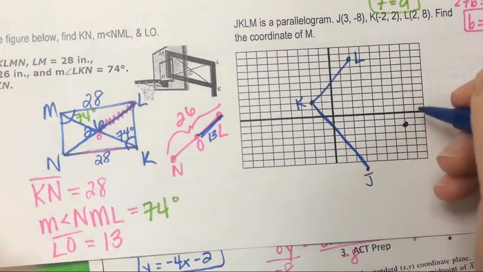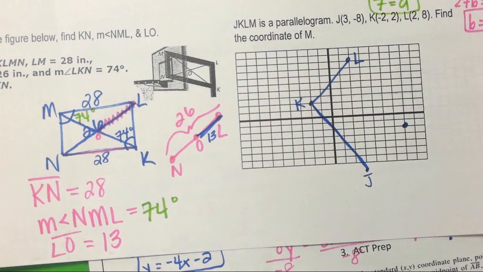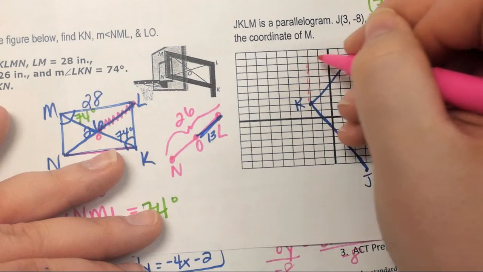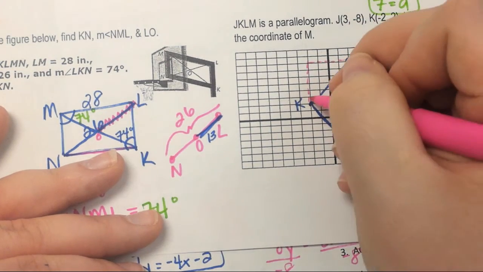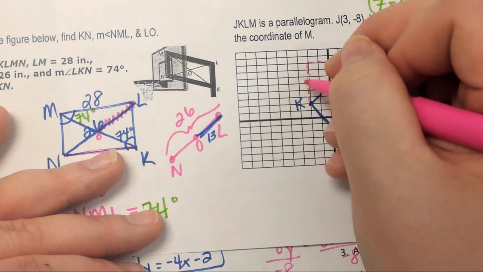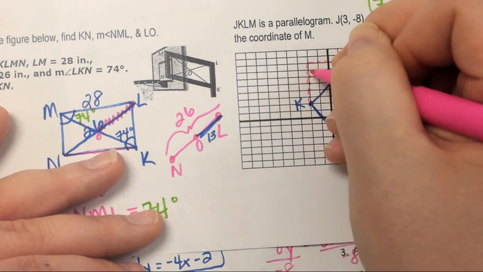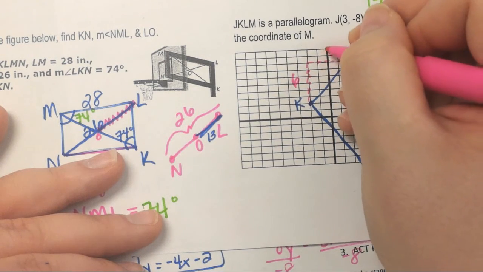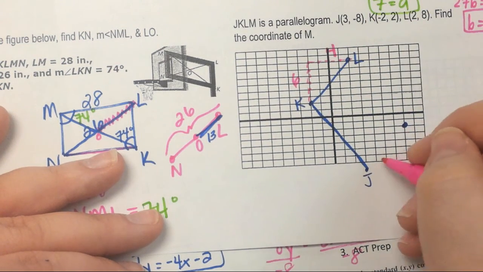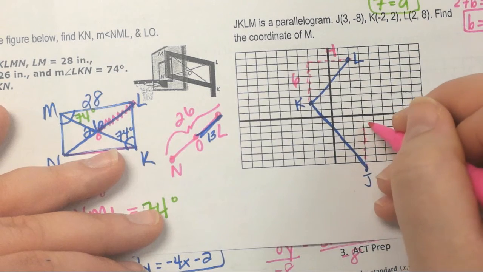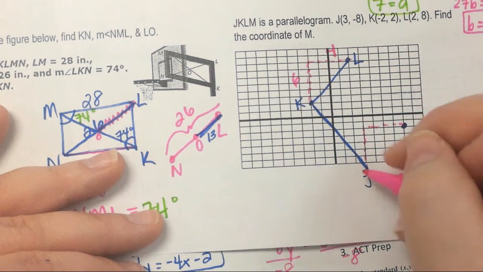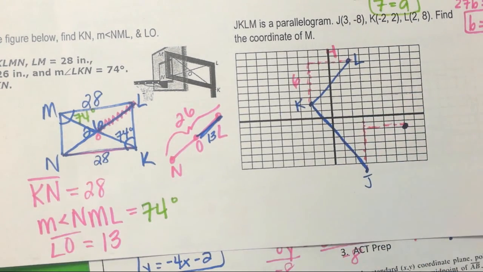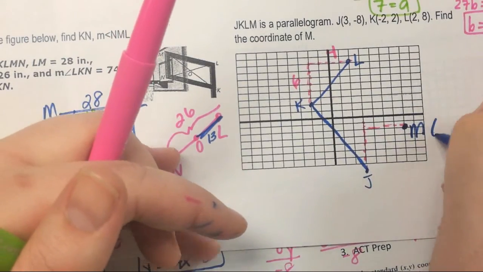He's correct. Let's talk about how he probably figured it out. So, if you count up and then over from K to L, we went up 1, 2, 3, 4, 5, 6. We went up 6. We went over 1, 2, 3, 4. Over 4. So I need to go up 6 and over 4. So up 1, 2, 3, 4, 5, 6 and over 4 puts you at, he is correct, 7, -2.